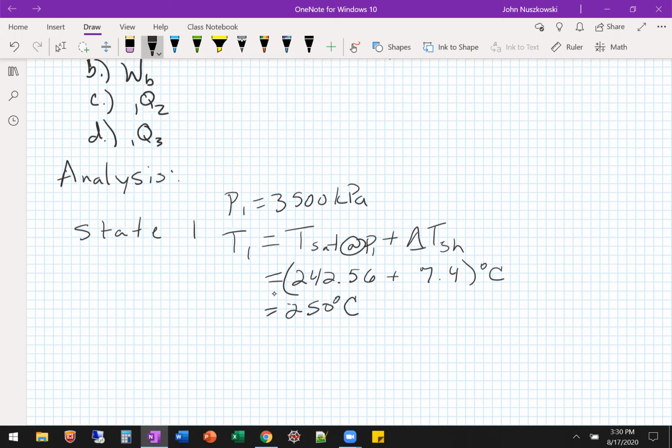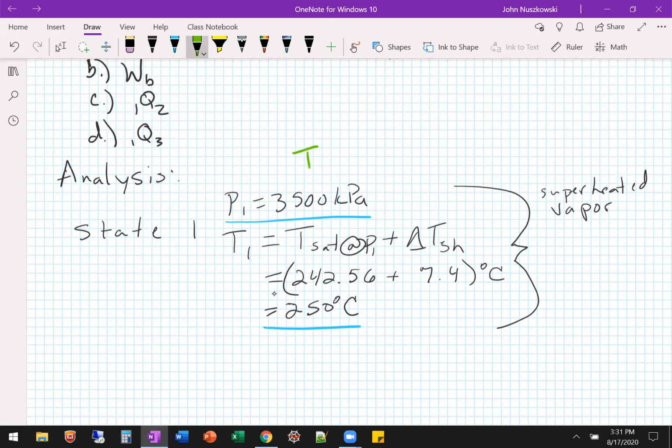So that means now we have pressure and we have temperature. And we know it's superheated vapor. If we wanted anything, we could go to the tables A4, 5, 6, and 7, because we have water, under the water tables.